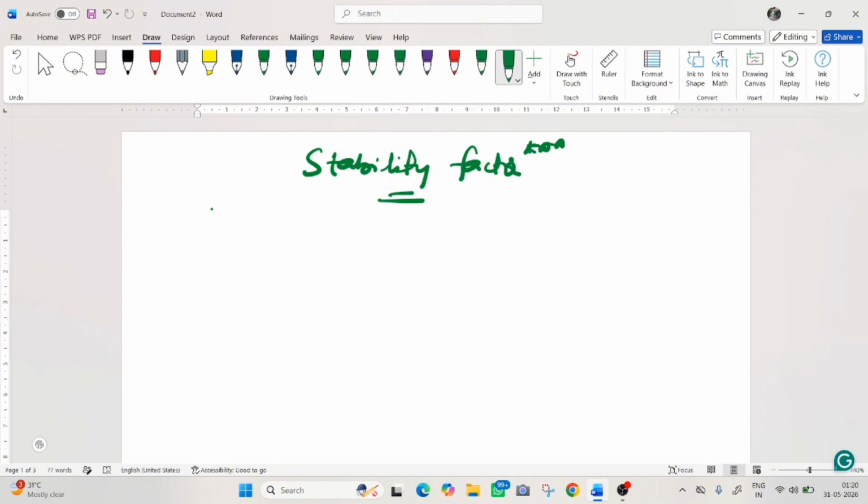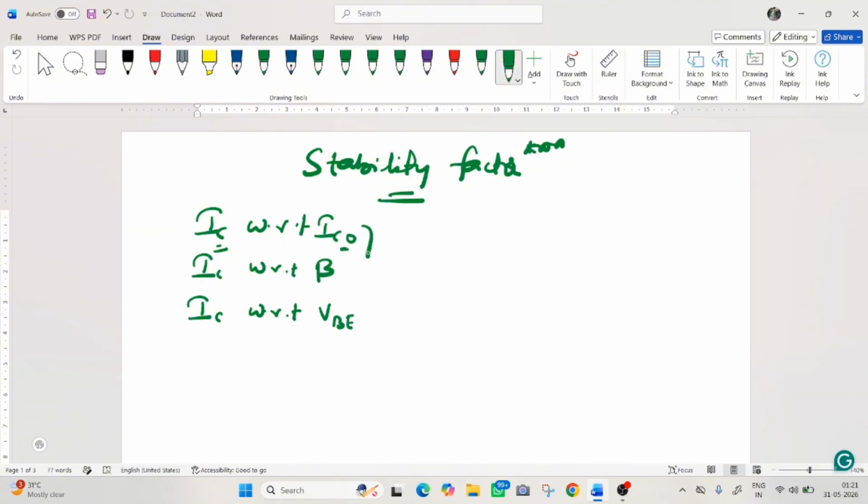First of all, the stability factor shows the sensitivity of the collector current with respect to IC naught, and at the same time the collector current with respect to beta, and the collector current with respect to VBE. It means to what extent the collector current changes with respect to these. That will decide the stability factor. Out of these three, all are affected only by temperature. Out of these three, we are trying to focus only on IC naught.